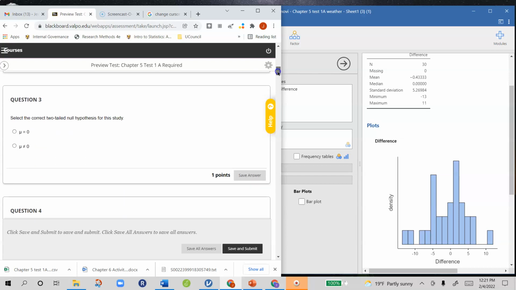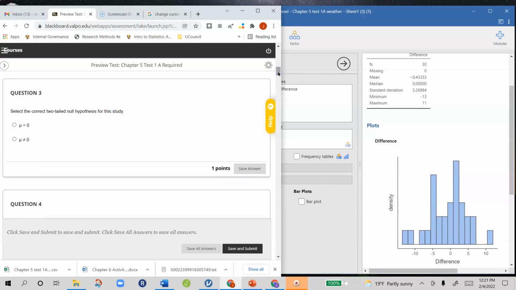All right, next, moving on to 3, select the correct two-tailed null hypothesis for this study. So in this case, we would expect that if the null hypothesis is true, and in fact she can accurately predict the weather, we would expect the mean to be 0, because we're looking at how far she is away from the actual score, or her prediction and the actual score. We'd expect that difference to be 0 if she's accurate. So that would be mu, the population mean, is equal to 0. Right? It's a mu because we're trying to make an inference from a sample statistic, that sample mean of negative 0.43, to the population parameter.